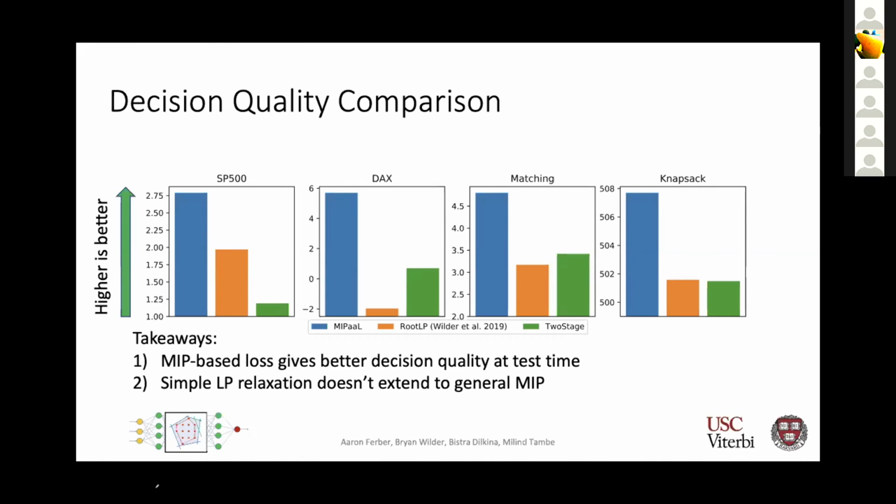So the main takeaways here are that training neural networks with the correct loss function yields much better decision quality at test time. And additionally, if we use just a simple LP relaxation without adding cutting planes, the overall decision quality suffers and often can't beat the standard 2-stage approach.